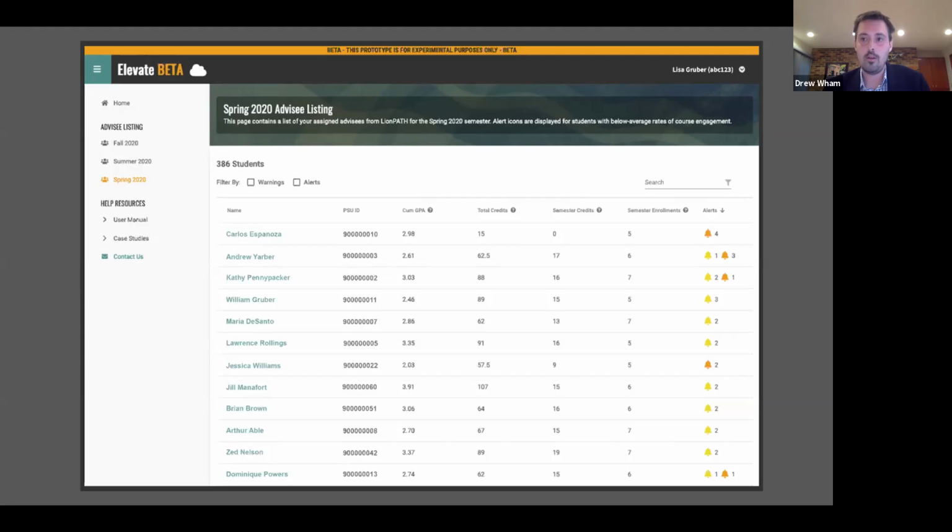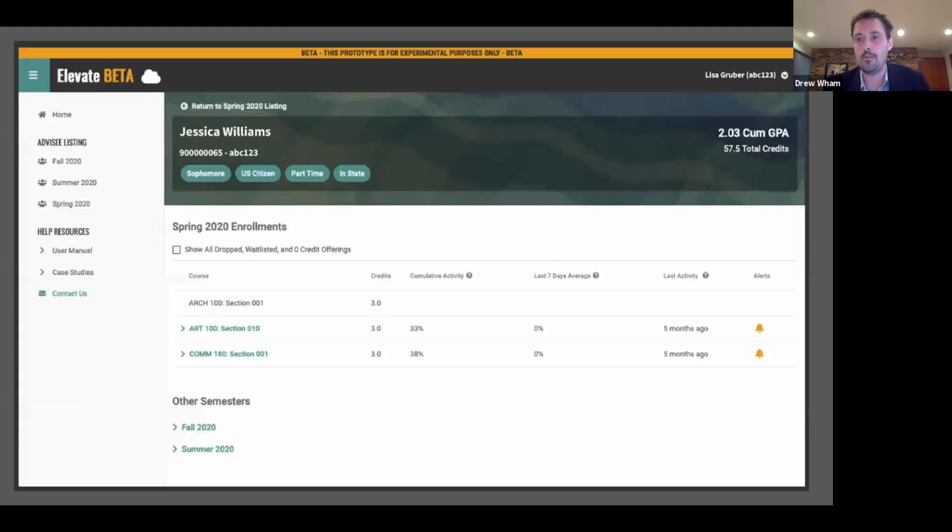So by clicking on an individual student, we would then progress to that student's schedule page, where we see each of the courses that a student is enrolled in. On the far right side, we'll see the same alerts and warnings now attached to the individual courses that those alerts or warnings come from. And we also show a couple important statistics here.